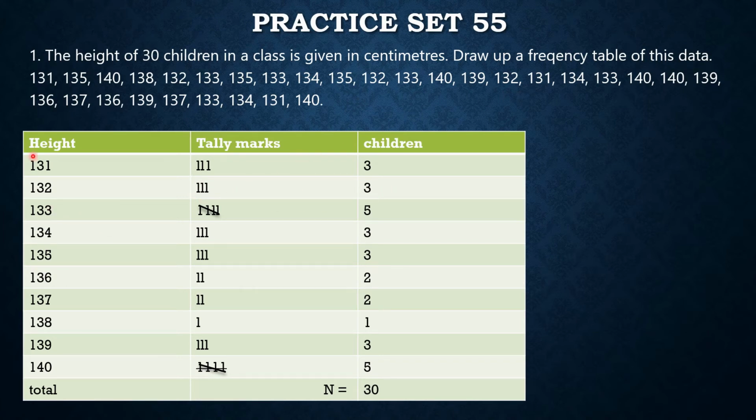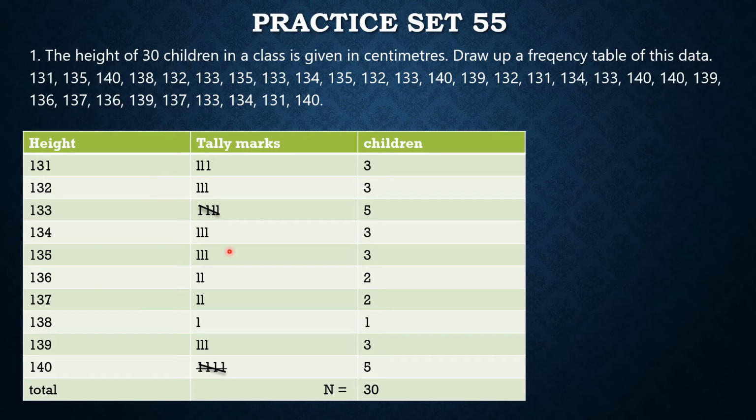Now 133: one time we have written, second 133 again we have written, third 133 again we have written, now a fourth 133 we have written. Now 133 is there one more time, so we will cancel these, the tally marks written 4 times, so the total is 5. So here in numerical value we will write 5. So when we see this cancelled one, we know that it is a total of 5.